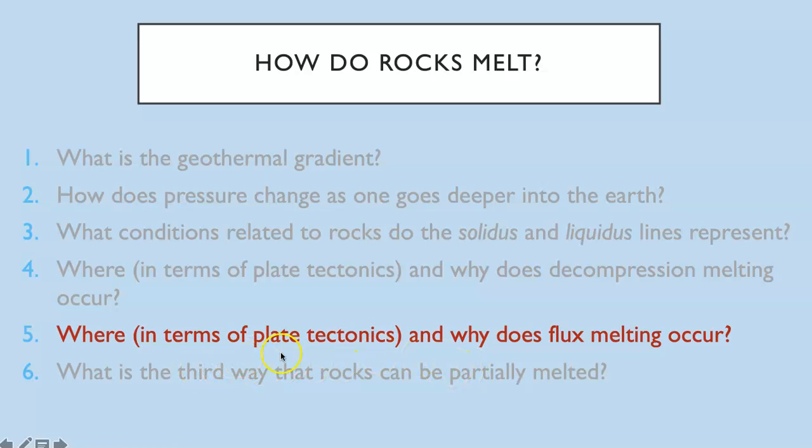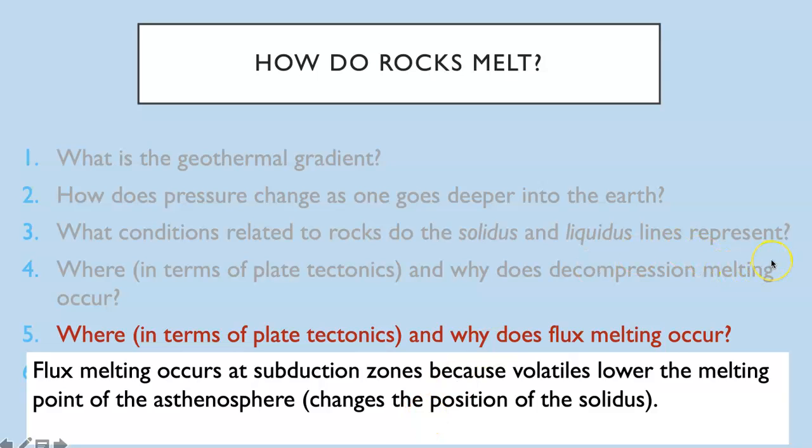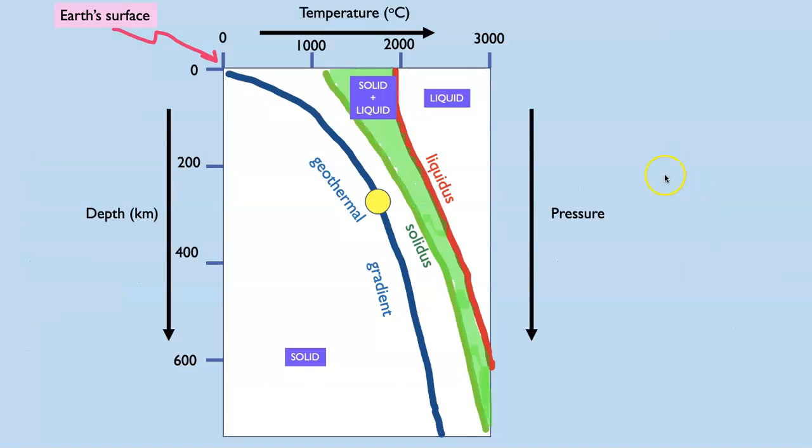What about something called flux melting? What is that, and where does that occur? Well, flux melting occurs at subduction zones, and it involves volatiles that lower the melting point of the asthenosphere. Volatiles are water and other kinds of gases like carbon dioxide that mix with the asthenosphere and lower the melting temperature. And so what happens is, what I've shown you here is the solidus, but it's what we call the dry solidus, as if no volatiles were involved.